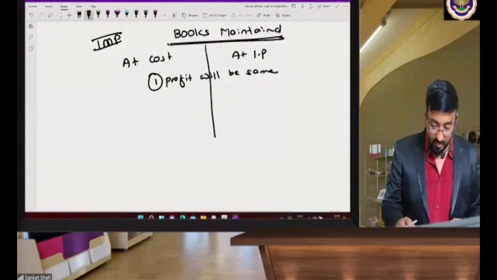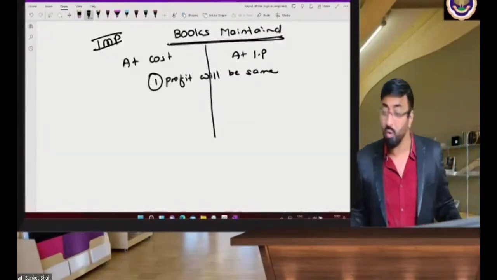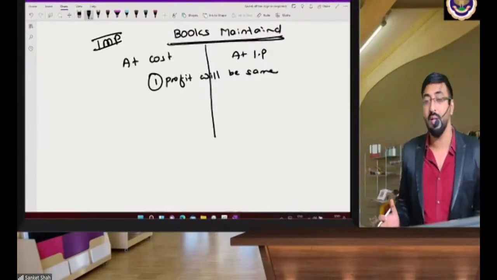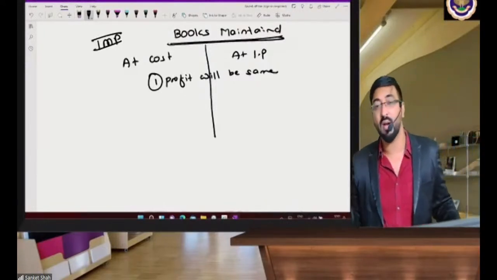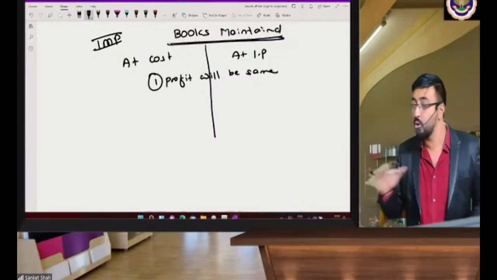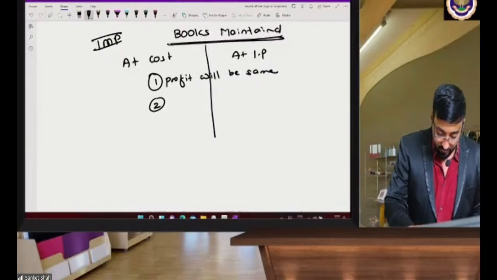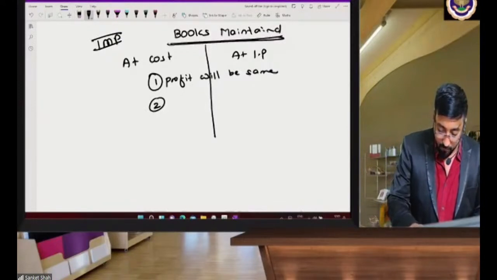Okay. So those students who answered wrongly, it's okay. The first time you will think, no sir, at invoice price it's recorded at a higher price, so the profit is higher. No, sir, profit will be same. And second, rectify your answer. So profit is same.